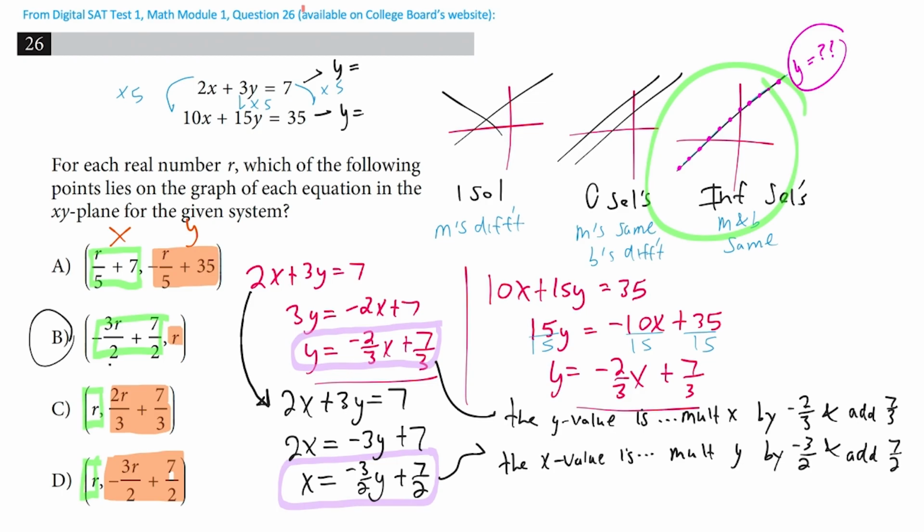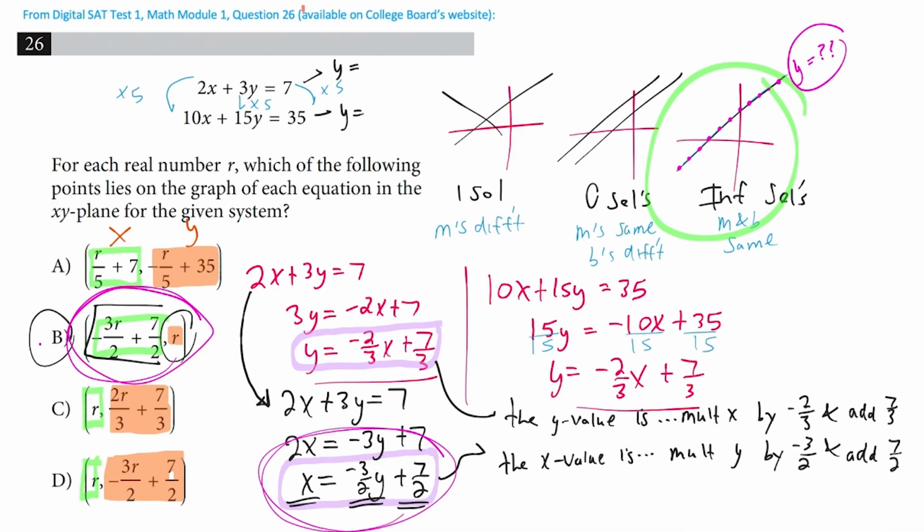It's answer choice B that matches these, because in B, you have your y value, which is r, and then you have your x value right here, which is what you get when you multiply the y value by negative 3 over 2. So you're multiplying r by negative 3 over 2, and then adding 7 over 2 to that. The big takeaway on this question is to see that this is kind of a fancy way to say this, and that's why the answer to Digital Test 1, Math Module 1, Question 26 is B.